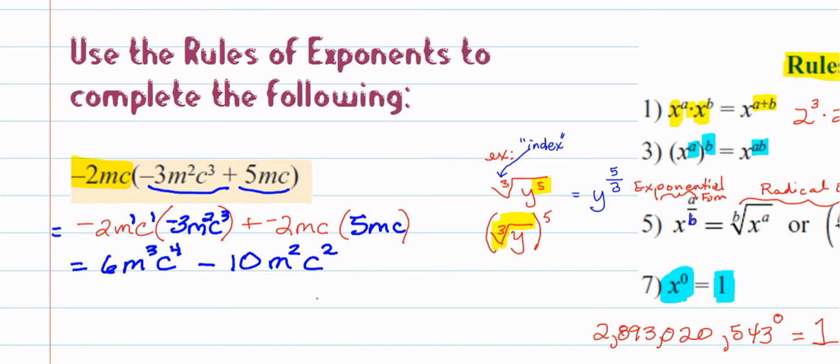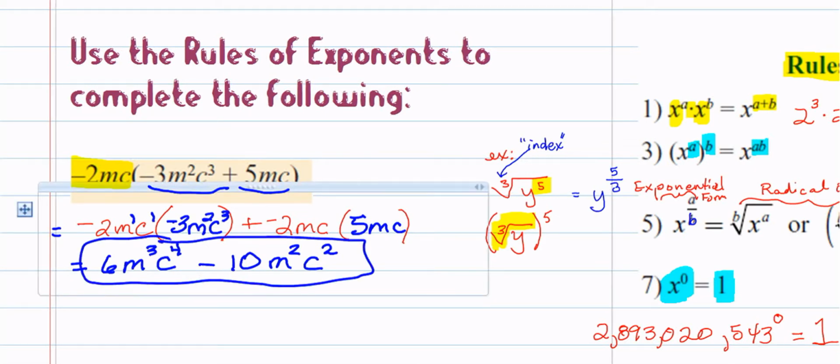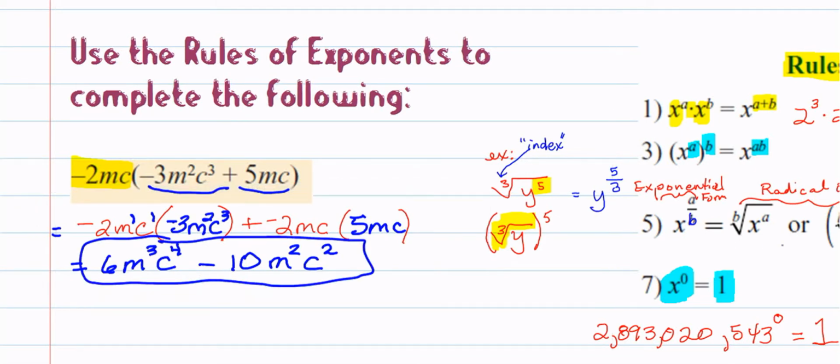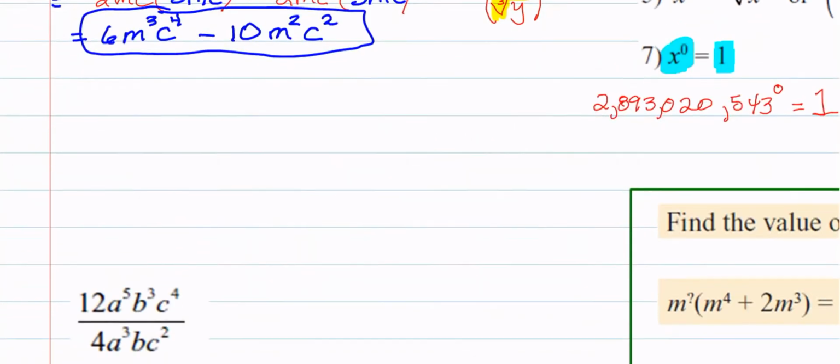Okay, now look at the variable endings closely. We have m cubed, c to the fourth, and m squared and c squared. These variable endings do not match. So we're done with this. This is as simplified as it's going to get. So answer is done. Safe and neat. Okay, let's go down to see what we have waiting for us, if anything, okay?